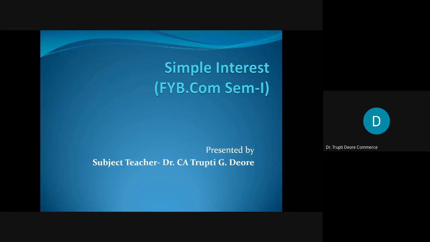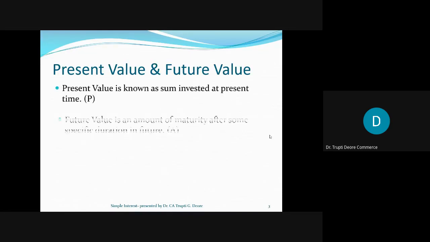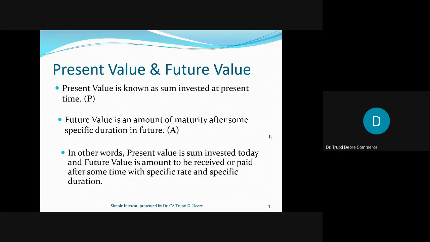So, आपण last lecture ला काय काय बघितलं होतं? We have seen the concept of present value and future value, then simple interest, and today we are going to see the examples on it. So present value म्हणजे काय? Present value is known as sum invested at present time, which is denoted as P. And the second one is future value, an amount of maturity after some specific duration in future, which is denoted by A. It means, in simple words, present value is sum invested today, and the future value is an amount to be received or paid after some time with specific rate and specific duration.